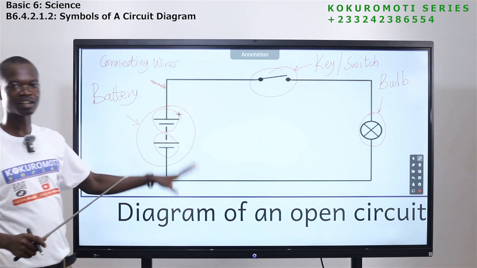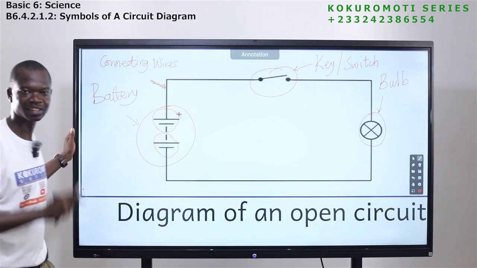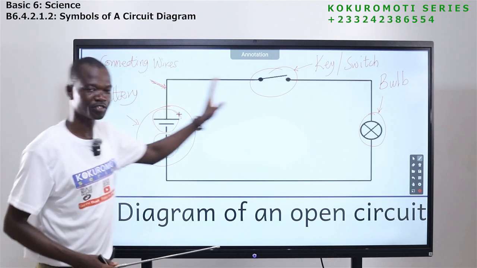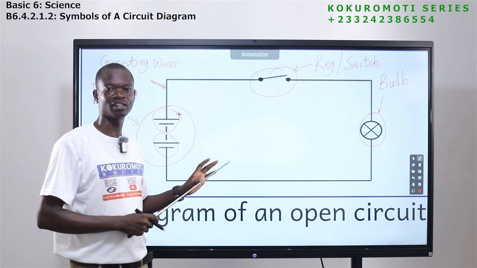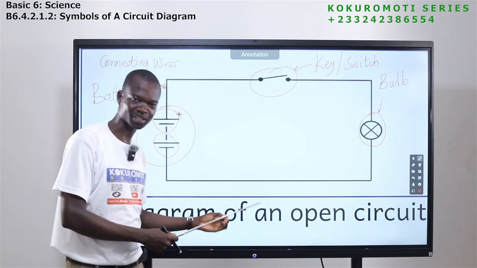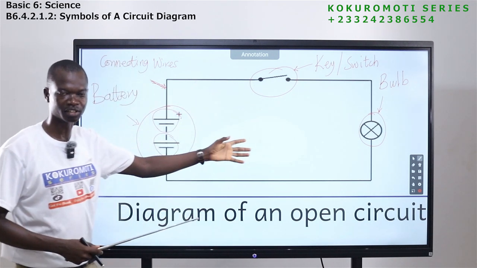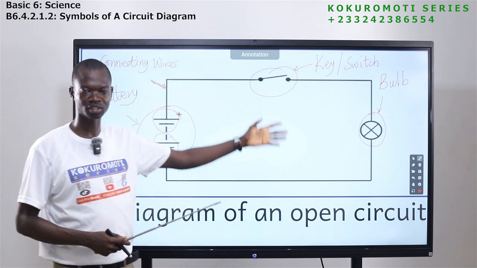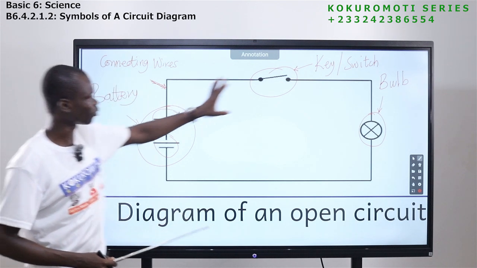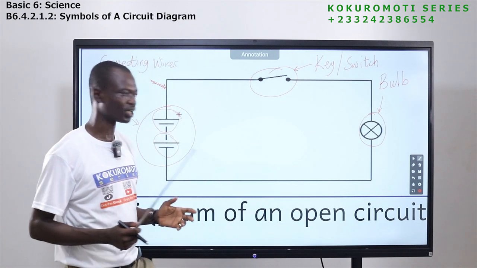components with their symbols, and we call this a circuit diagram. A circuit diagram is a drawing that shows the various components of an electric circuit by showing their what? Symbols. So here this is an electric circuit, but we are not using the actual drawing of the components, we are using the symbols for all the components. That is why we have this as battery, this as connecting wire, this as key or switch, and this as bulb. I hope you understand it.